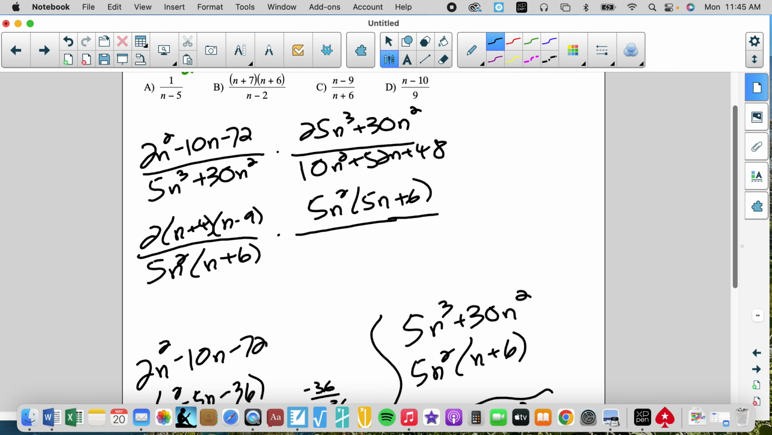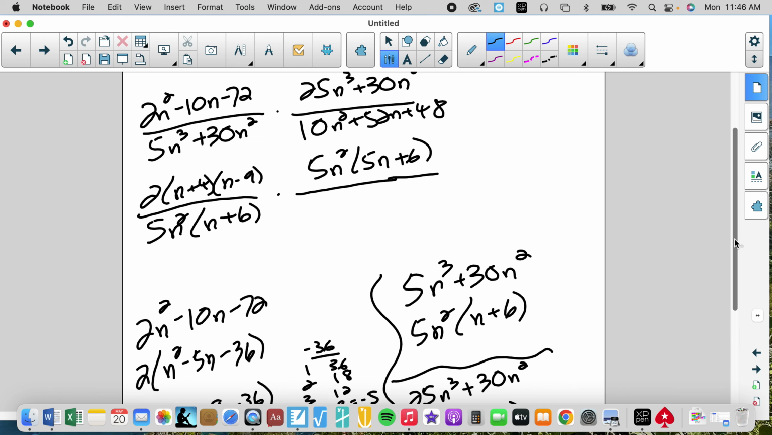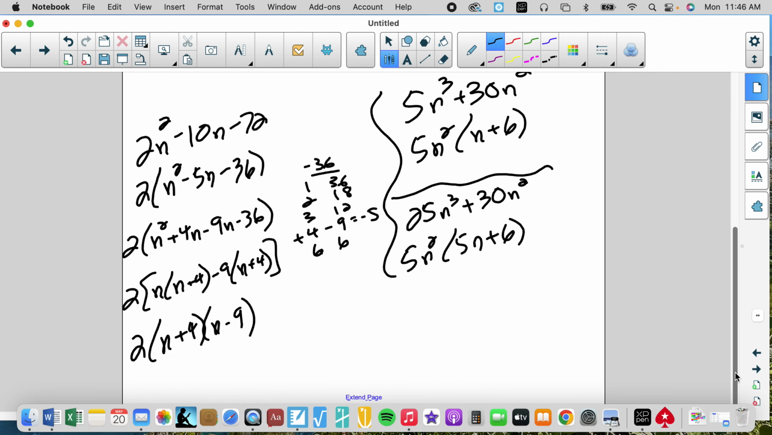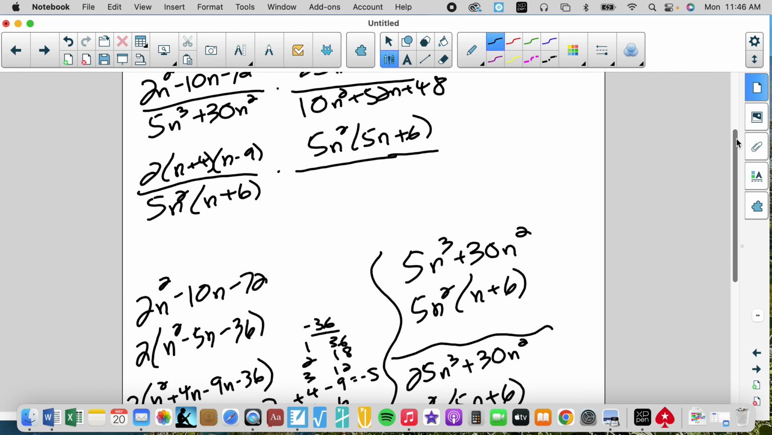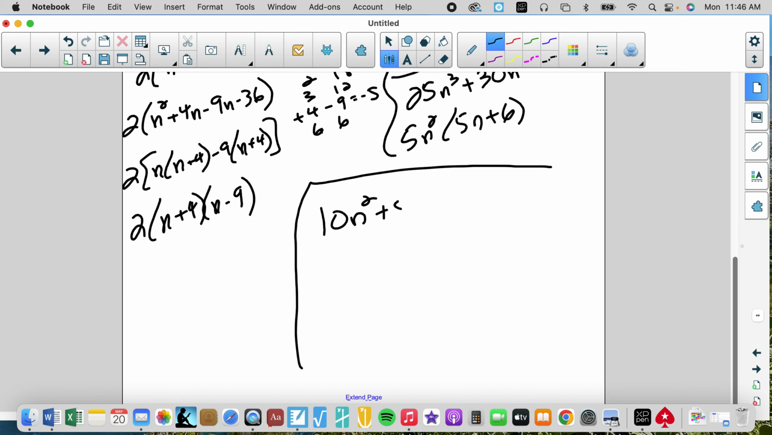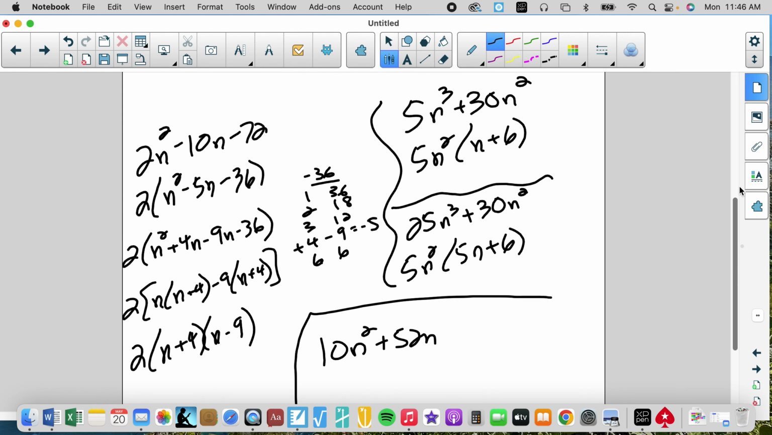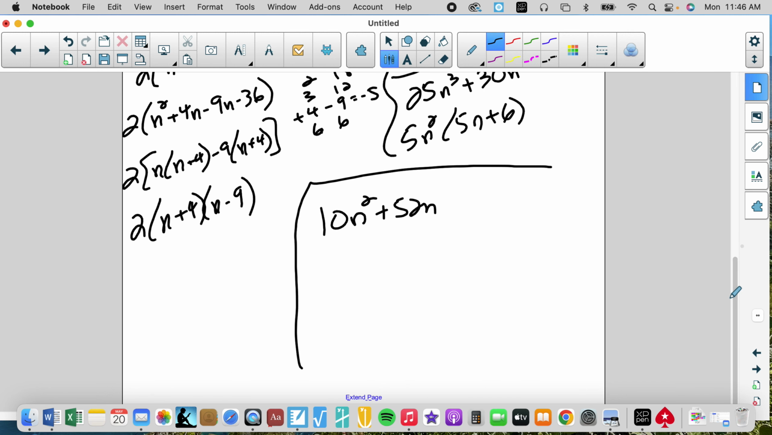Okay, now let's factor the bottom right. 10n squared plus 52n plus 48, not even close. Let's factor out only a 2. 5n squared plus 26n plus 24.